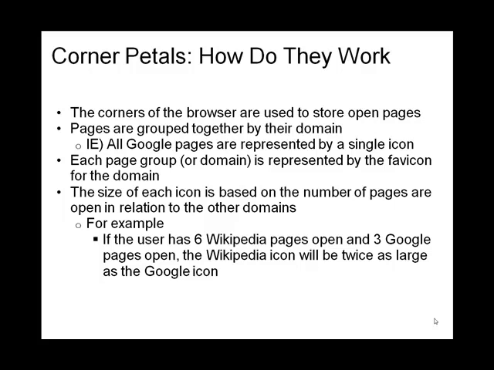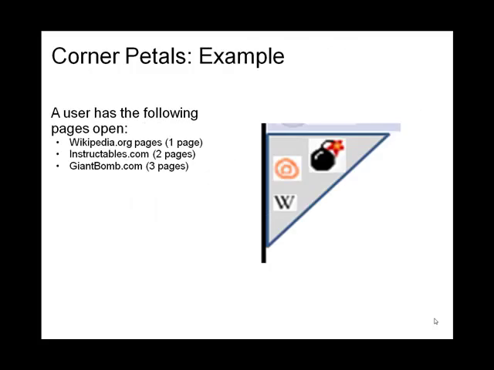Now the size of each icon is based on the number of pages that are open in relation to the other domains. So just a quick example, if you have 6 Wikipedia pages open and 3 Google pages open, the Wikipedia icon will be twice as large. To give you a second example with a bit more of a visual, if we have 1 Wikipedia page, 2 Instructables.com pages, and 3 GiantBomb.com pages, you can see in this pre-bloomed corner that the GiantBomb.com favicon is larger than the other two because it has the most pages, and the Wikipedia one is the smallest because it only has 1. So that's what we mean by the relationship there in terms of size.